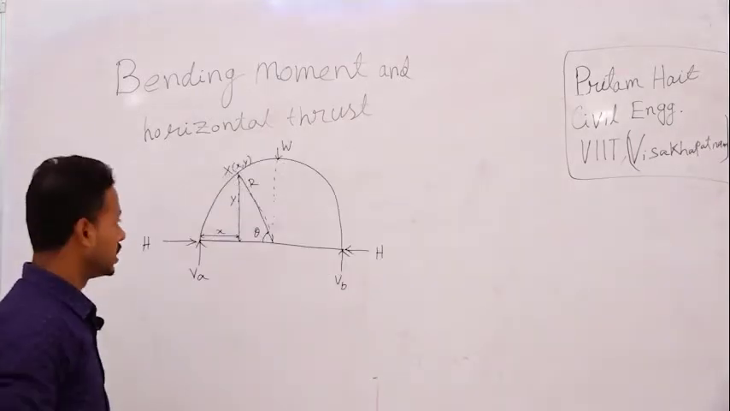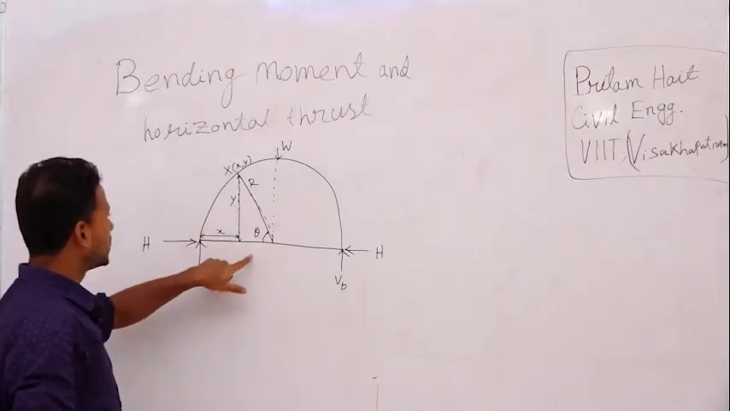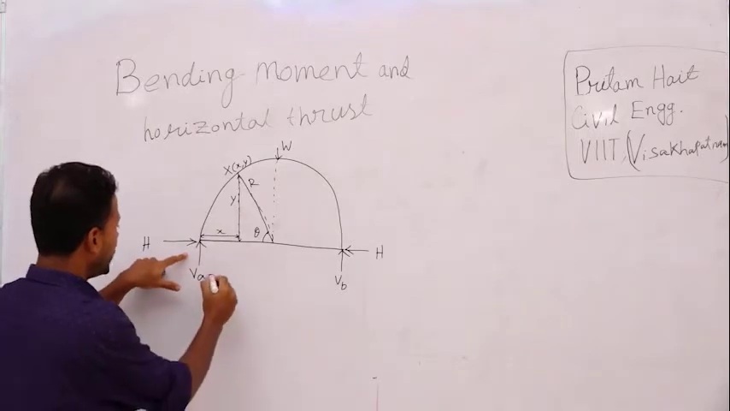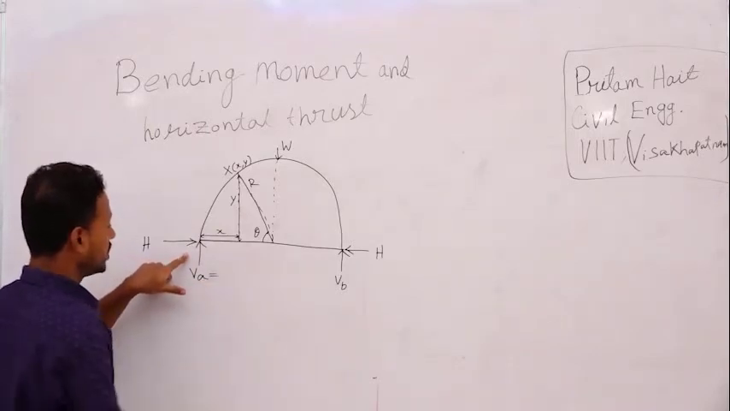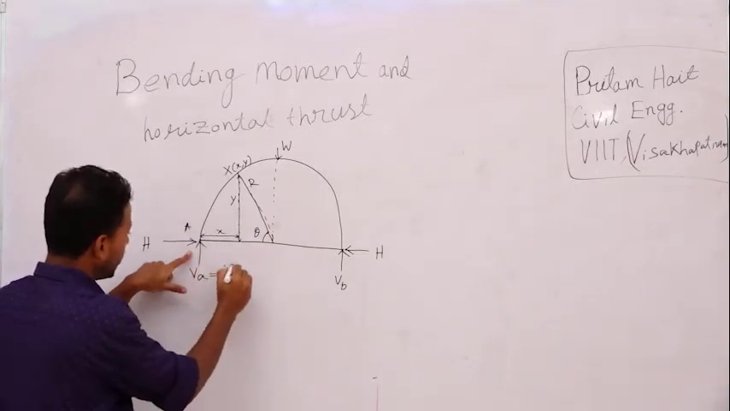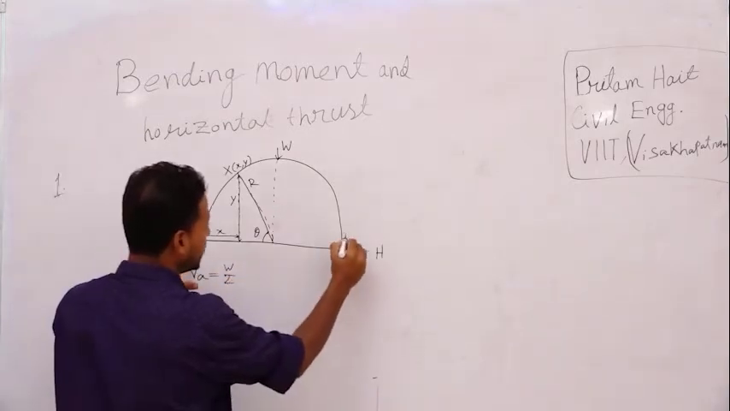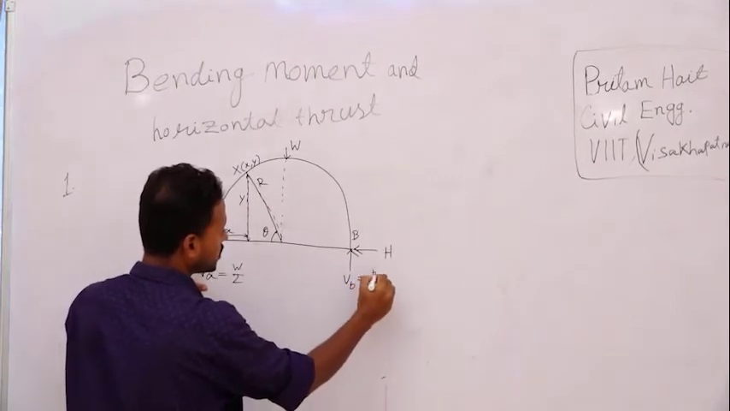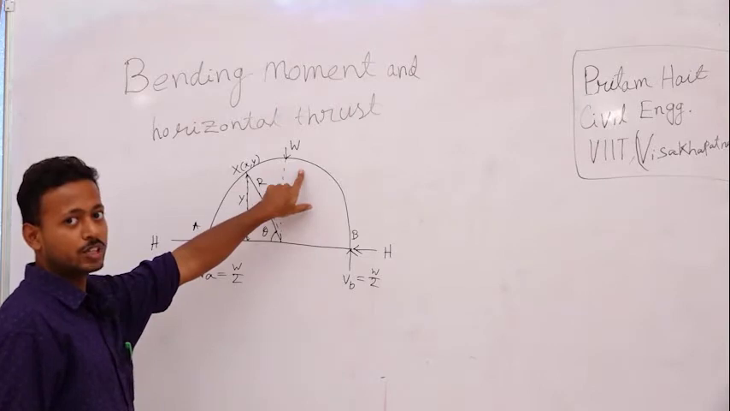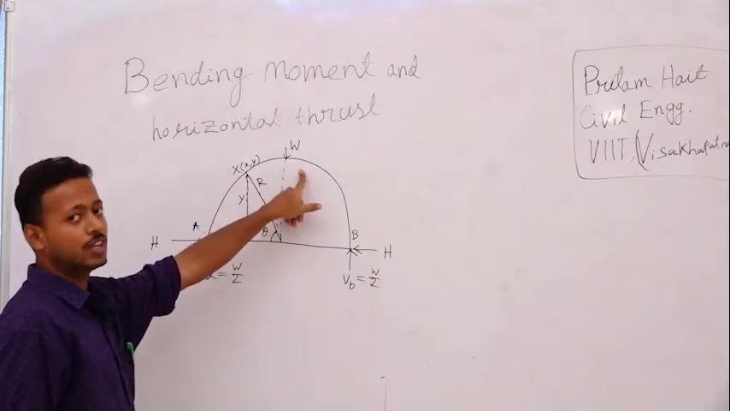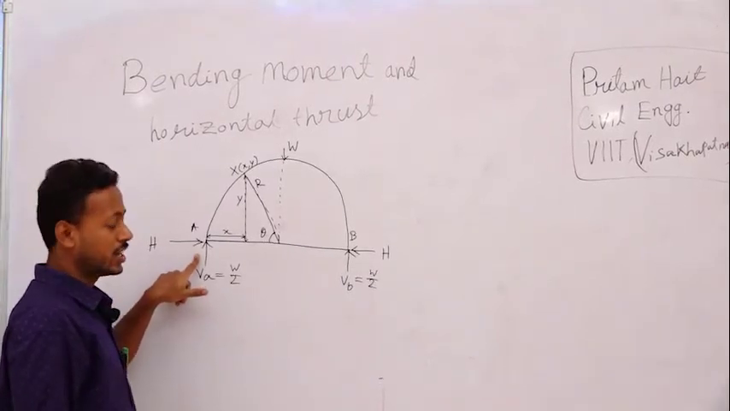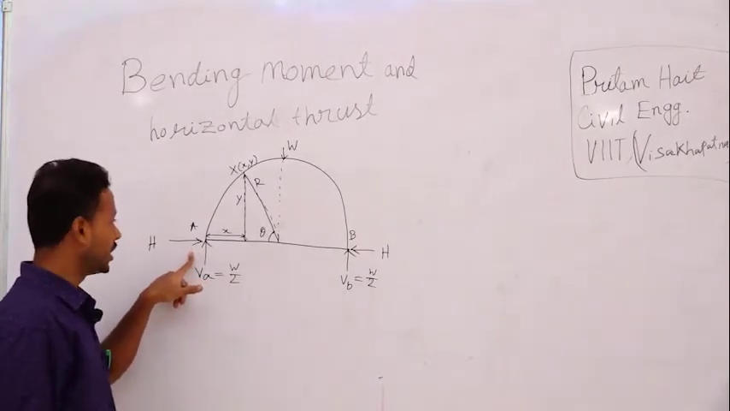In this arch you are seeing the radius is r, and at support A the reaction VA is W by 2, and at support B the reaction VB is also W by 2, as the concentrated load W is acting at the crown of the arch. Here a horizontal thrust H is acting at both the supports A and B.